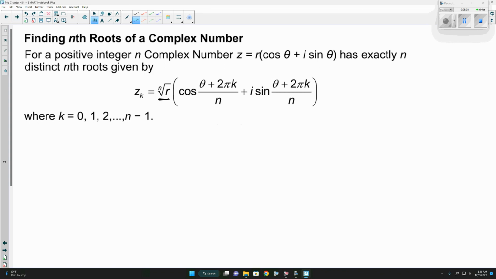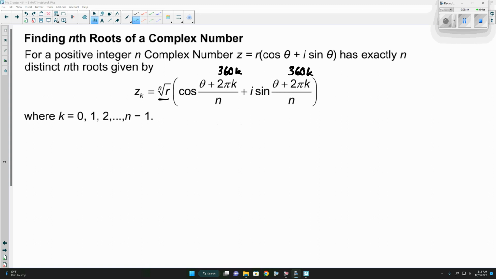Now, the first part of this makes sense: the nth root of r. So if we're trying to find the cube roots of the complex number, we'll be taking the cube root of r. N is just whatever number of roots we're taking. Times cosine of theta plus 2 pi k over n. We could say 360k also, if we want to deal with degrees instead of radians. So we can use 2 pi k or 360k, depending on whether we want to use radians or degrees.